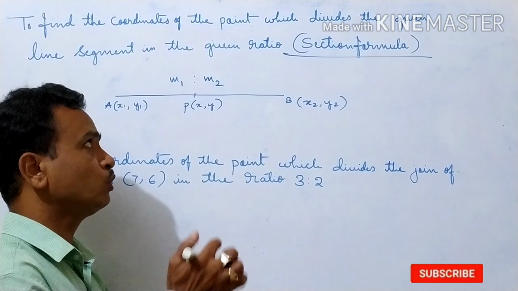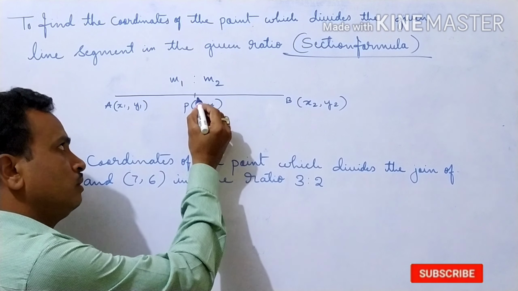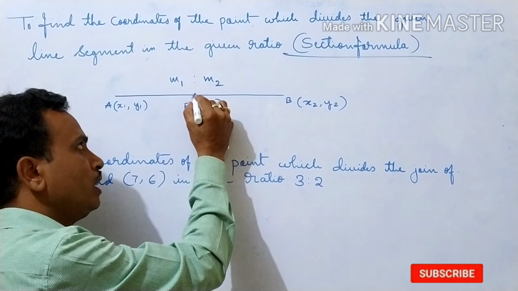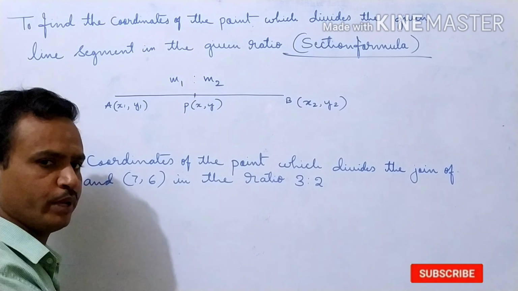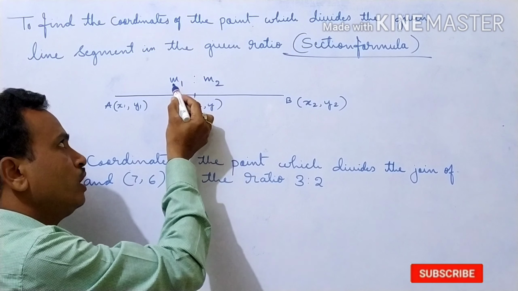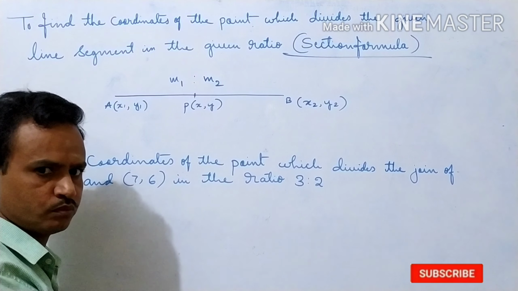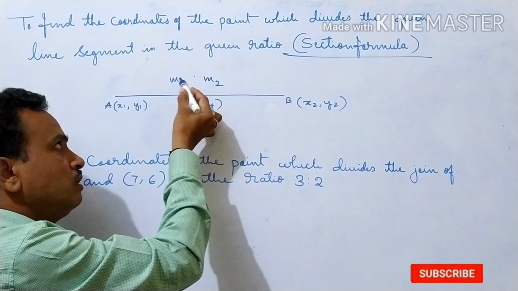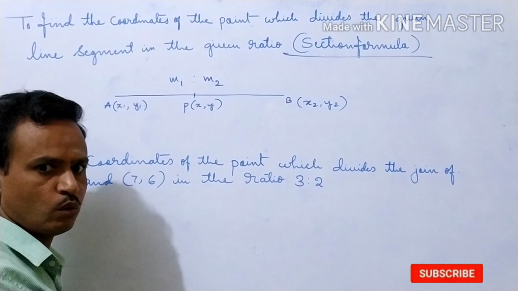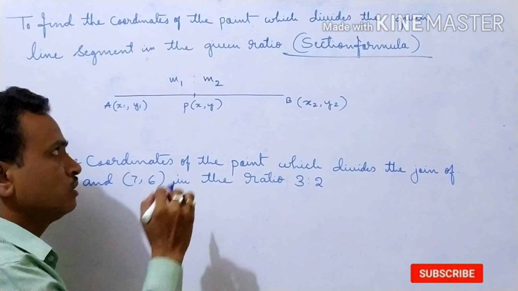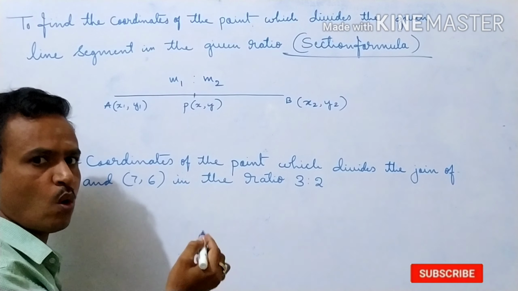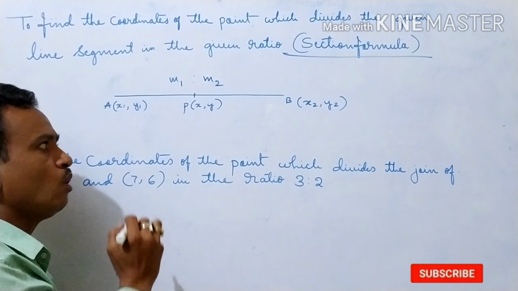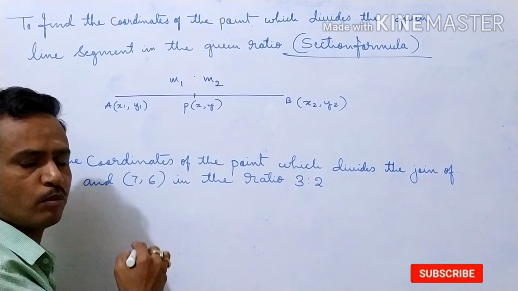Okay. So according to this, what is the meaning? Here AB is a line segment. Here point P divides this line segment AB in the ratio M1 is to M2, or sometimes it may be M is to N. Don't get confused. We can take M1 is to M2 or M is to N. Now, how to make the formula for the section formula?